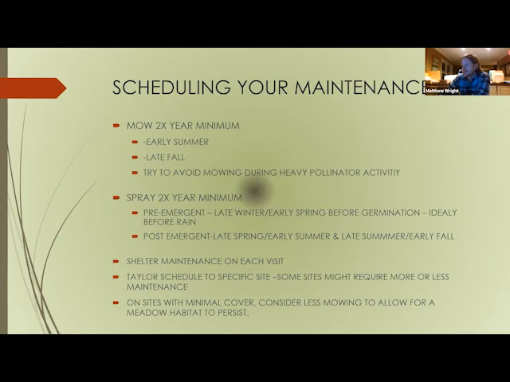If there are no invasives there, and you've sprayed around your trees and it's bare ground, the rest of the site you can let grow. And spray again 2 times a year. We try to do a 2-time-a-year minimum. And do your shelter maintenance on each visit.